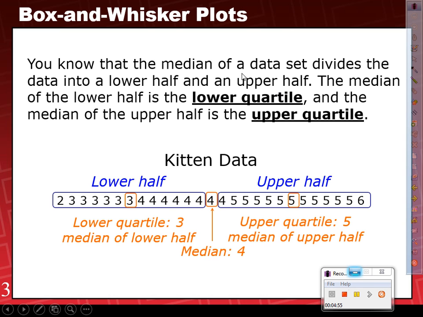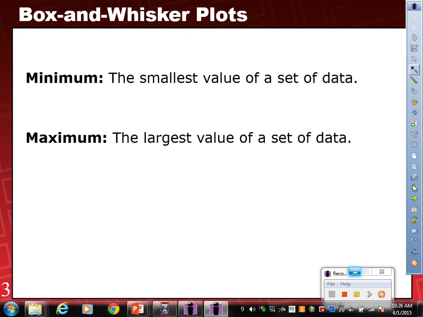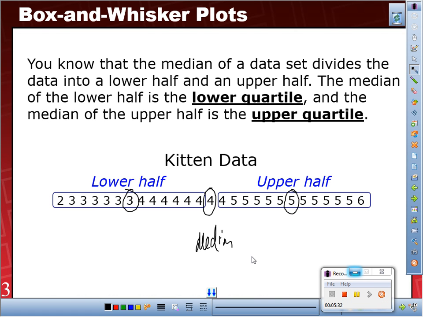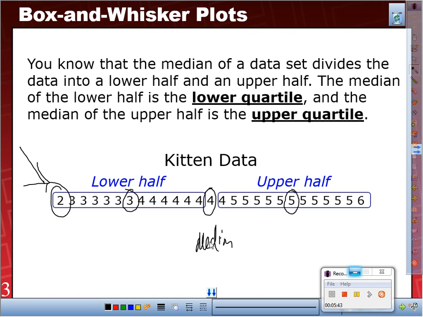Fairly simple? Yeah. So, if I was to go back to the previous information, what is our minimum? What is the smallest value? 2. 2 is the smallest value. What is the largest value? 6. So this is the minimum and this is the maximum. Does that make sense? Yeah.